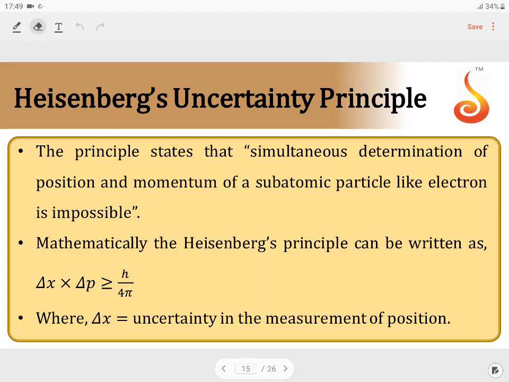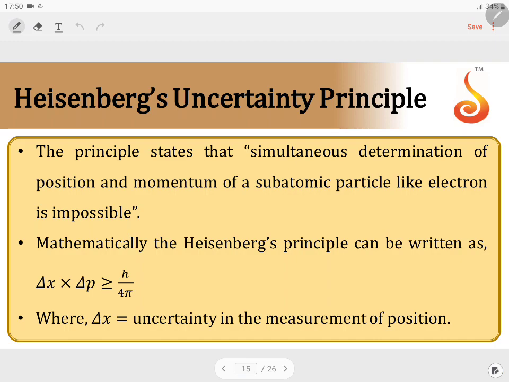Mathematically, it is given as delta x into delta p is greater than h by 2 pi. What is this delta x? Delta x is nothing but the uncertainty in the position measurement. When I say uncertainty, it is nothing but the error associated with it. Delta x into delta p is greater than or equal to h by 4 pi. That is the mathematical representation of the Heisenberg uncertainty principle.